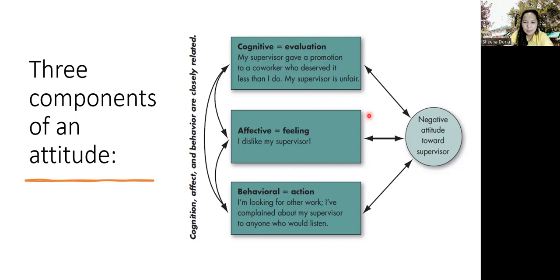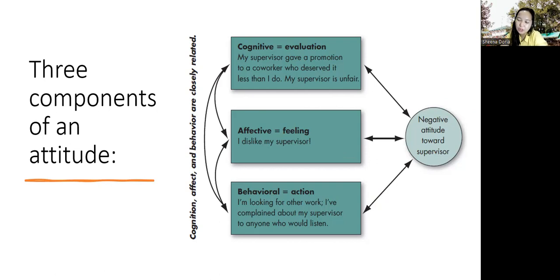Yun. And yung last is yung behavioral or action. You start to do something about how you feel. Okay, so kaya siya behavioral kasi you act in a certain way towards someone or something. So, sabi mo dyan, I'm looking for another job. I complain about my supervisor to anyone who would listen. Okay, magko-complain ka towards your supervisor. And yung kanina example natin na, okay, ang baba ng sahod ko, I'm really angry about how I'm paid. Ang action mo dyan is pwedeng maghanap ka ng other work, di ba? Where you are paid better. Ayan. So, itong mga to, nagkakaroon ka ng negative attitude towards your supervisor.